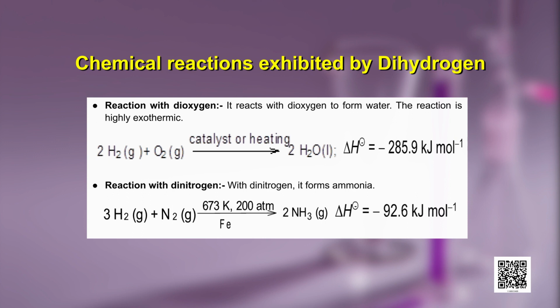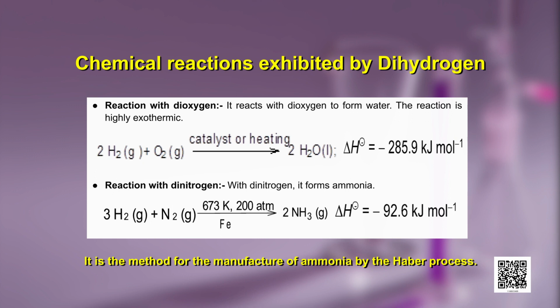With dinitrogen, hydrogen reacts to form ammonia, and it requires high temperature, high pressure and a catalyst as shown in the equation, and the enthalpy change is minus 92.6 kilojoule per mole. And you know that it is a method for manufacture of ammonia by the Haber process.